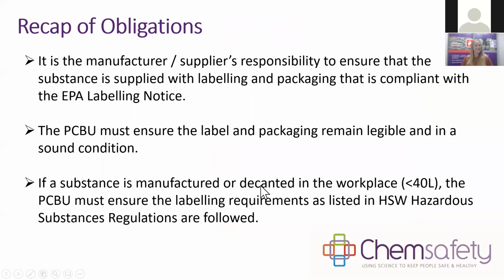There we go. So a recap of the obligations. It is the manufacturer's responsibility to ensure that the substance is supplied with labelling and packaging that is compliant with the EPA labelling notice. The PCBU must ensure that this label and packaging remains legible and in a sound condition and replaces these if they do degrade. If a substance is manufactured or decanted in the workplace, and this is for containers less than 40 litres, the PCBU must ensure the labelling requirements as listed in the Health and Safety at Work Hazardous Substance Regulations.